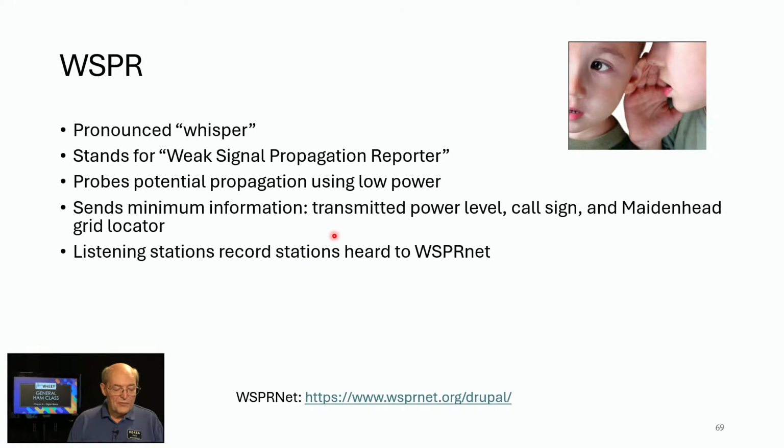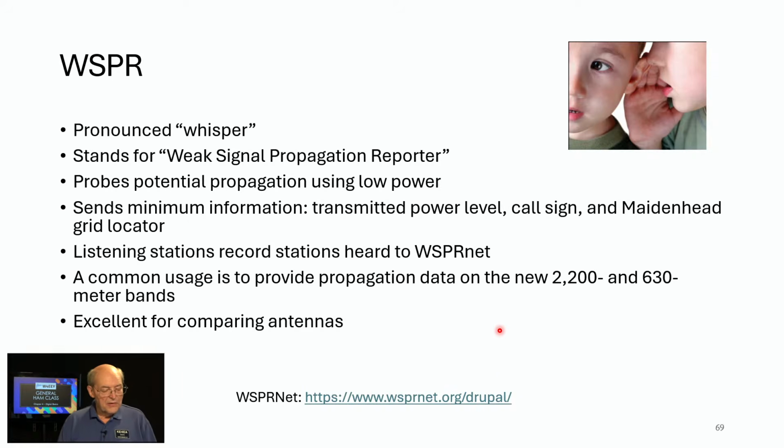So it sends just minimum information, your power level, call sign, and Maidenhead grid square locator that you configure in your software. Listening stations record stations heard to WSPRnet. That's the database server where all of this information is saved. And our common usage is to provide propagation data. And you might have noticed on the color chart, those brand new bands, or relatively new bands, 2200 and 630 meters. Where are you being heard? Because you're limited to 1 watt and 10 watts, I believe, on these bands. So it's excellent for comparing antennas.